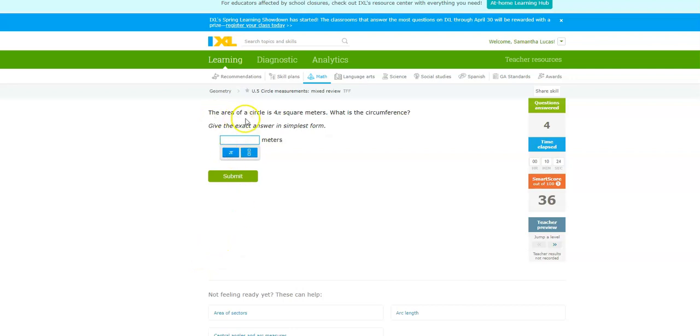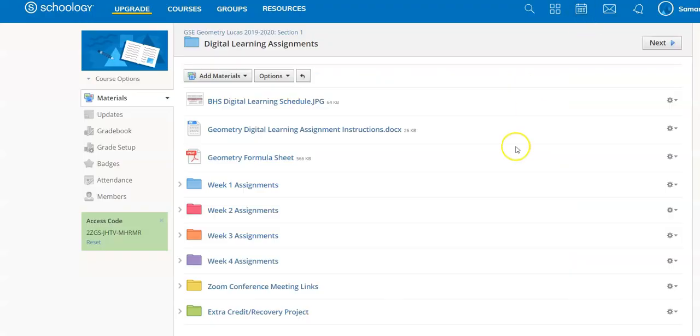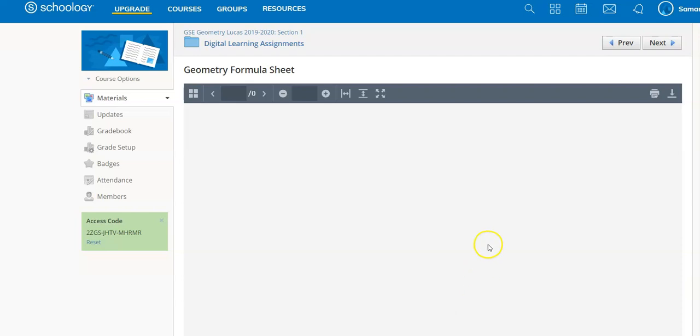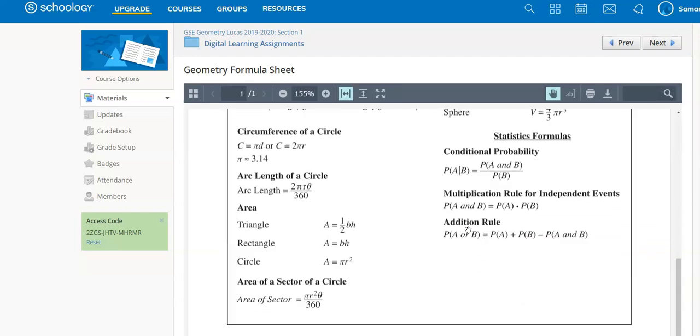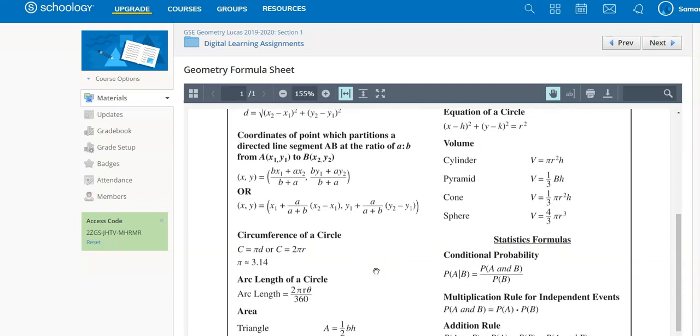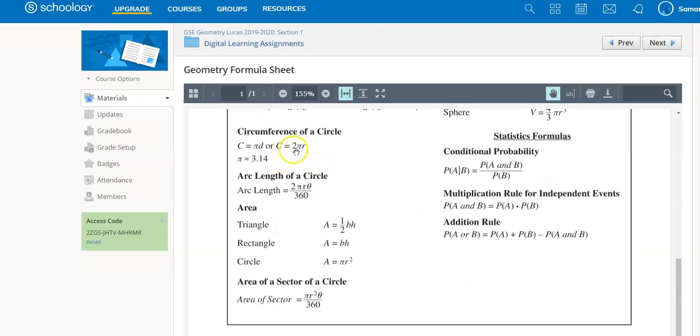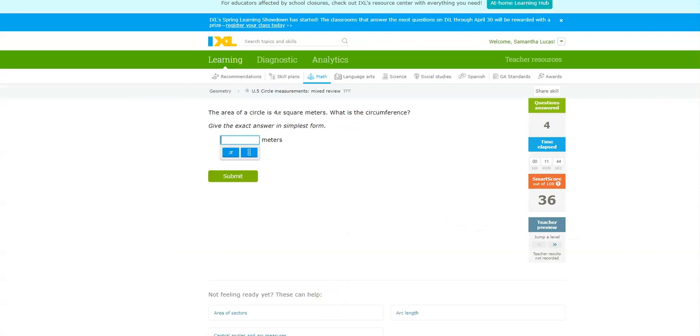All right, the area of a circle is 4 pi square meters. What is the circumference? All right, so let me pull up the formula sheet. Okay, so I went to Schoology, and you'll see the geometry formula sheet is on the main page of the Schoology course. When this comes up, you'll see area of a circle is down here. Area of a circle is pi r squared. The circumference of a circle is 2 pi r. So I'm going to go ahead and write those two formulas down over here so we can use them.